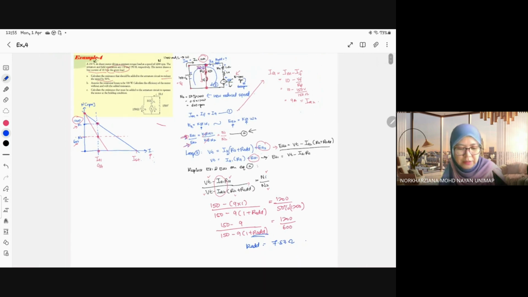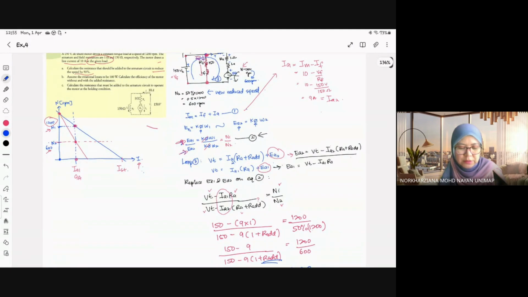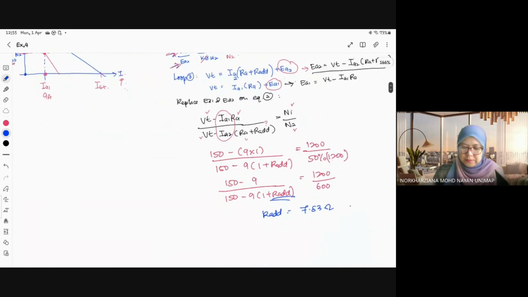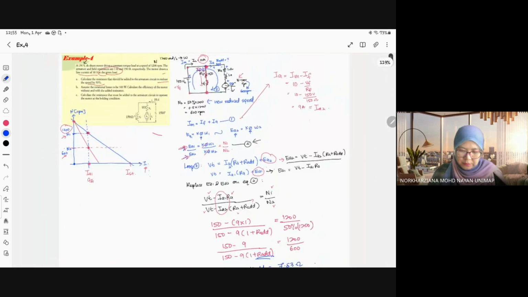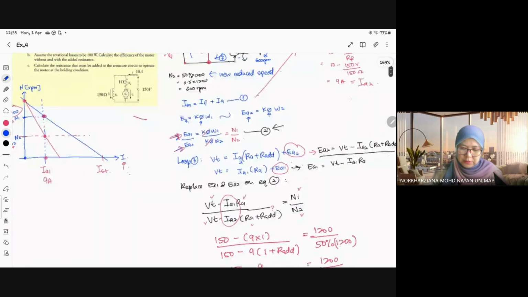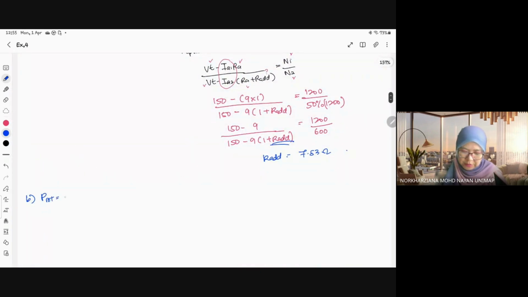And B, assume the rotational losses to be 100 watt. Calculate the efficiency of the motor with and without the added resistance. Okay. B, assume that the rotational losses, so P rod kan? Ingat tak? P rod is 100 watt. So we need to find the efficiency. Efficiency is P out over P in times 100%.